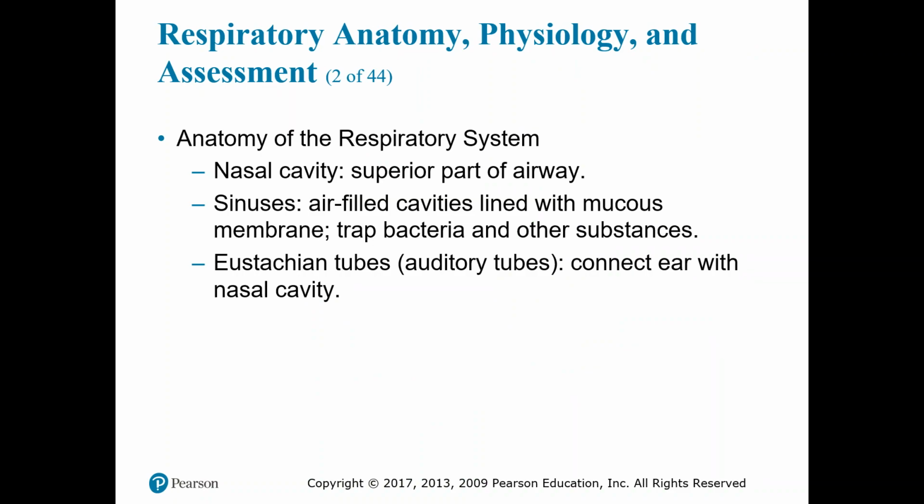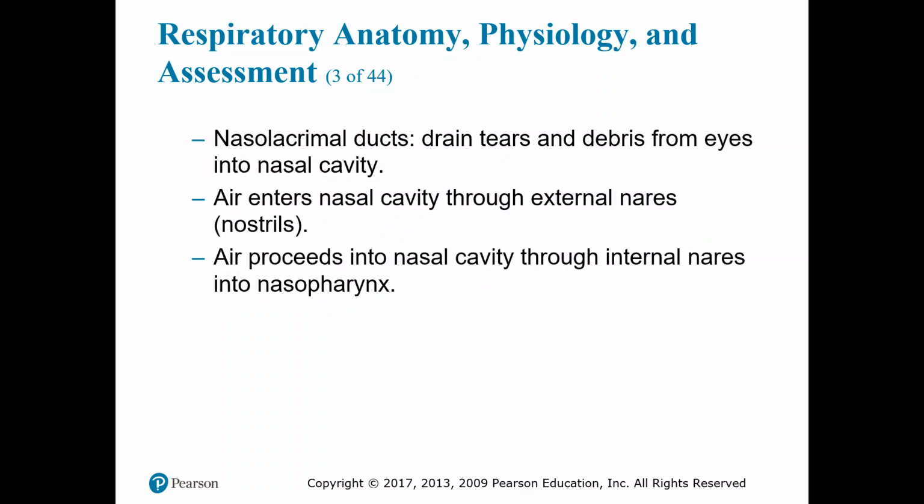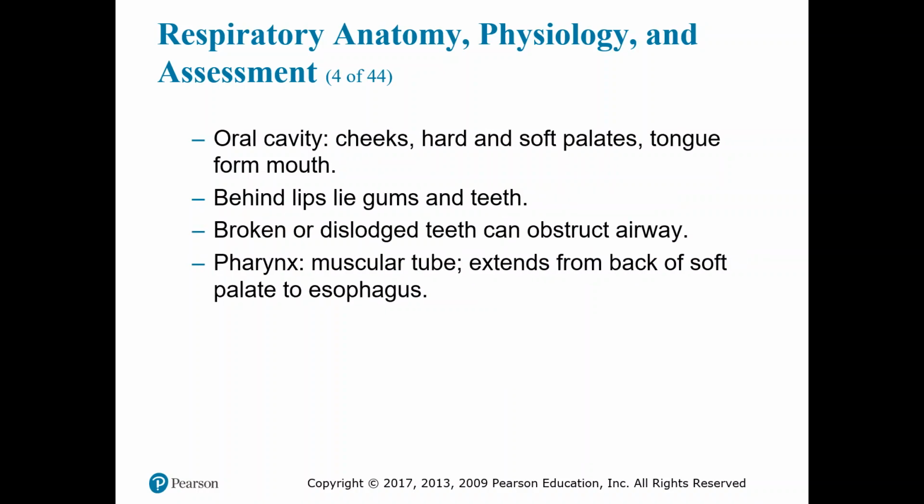So we just went over the anatomy of the nasal cavity, the sinuses, the eustachian tubes, and the nasolacrimal ducts. We've described how air enters the nasal cavity through the nares and proceeds into the nasopharynx. Now, as we move into the oral cavity, the cheeks, the hard and soft palates, and the tongue form the mouth, or oral cavity. The lips that surround the mouth's opening are fleshy folds of skin.